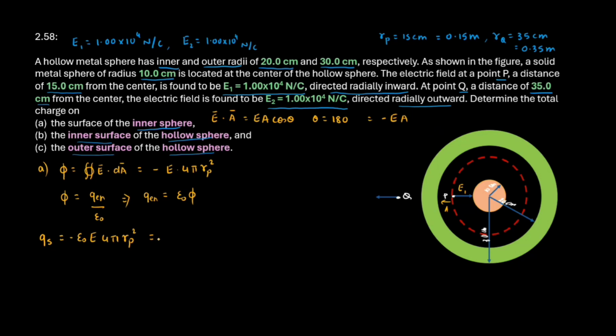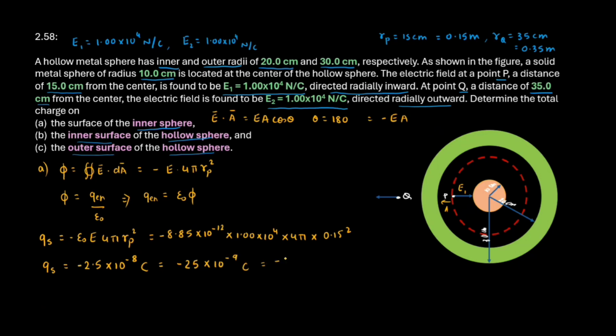Now let's substitute the values of each term. Negative 8.85 times 10 to the power negative 12, E is 1 times 10 to the power 4, 4 pi times Rp, the distance of point P from the center, which is 0.15 meter squared. And when you solve this, you get the charge on the solid metal sphere to be equal to negative 2.5 times 10 to the power negative 8 coulomb, which you can write as negative 25 times 10 to the power minus 9 coulomb.